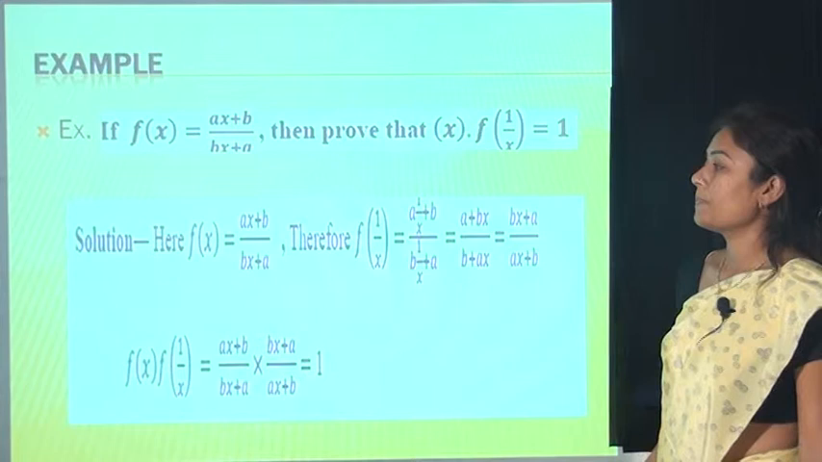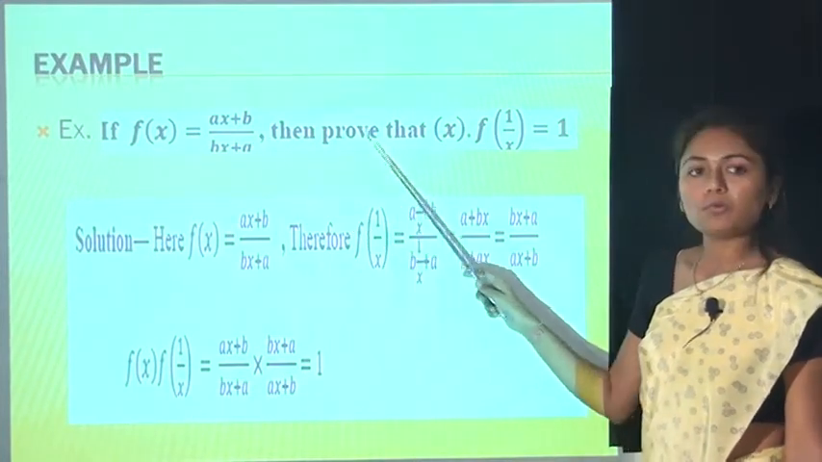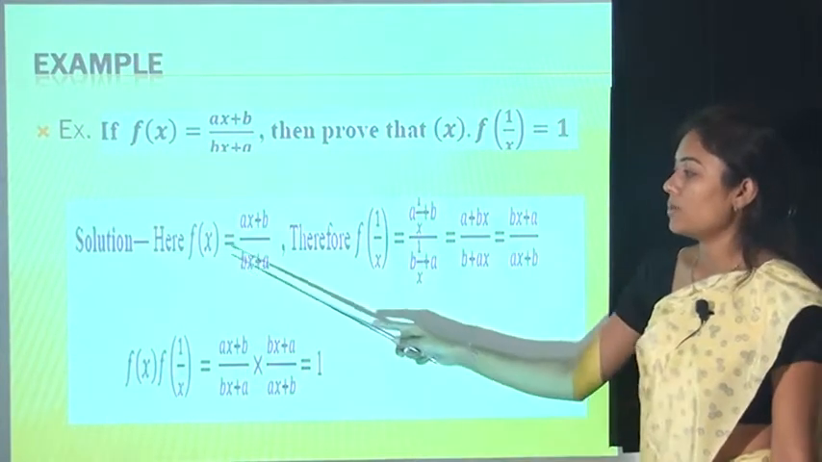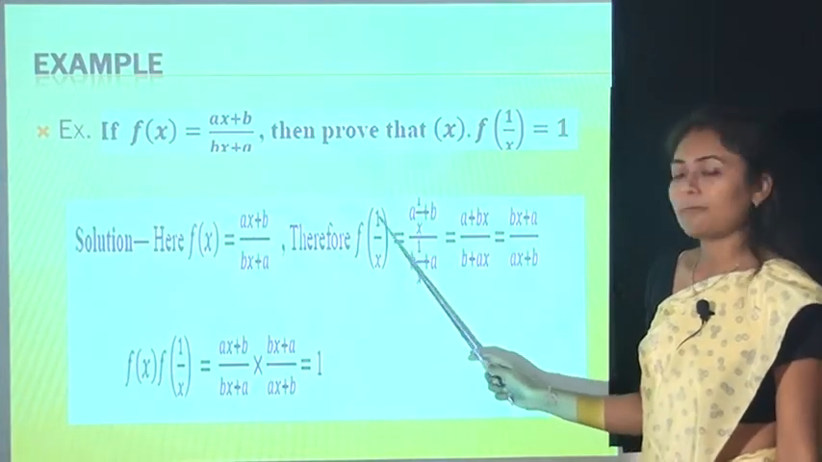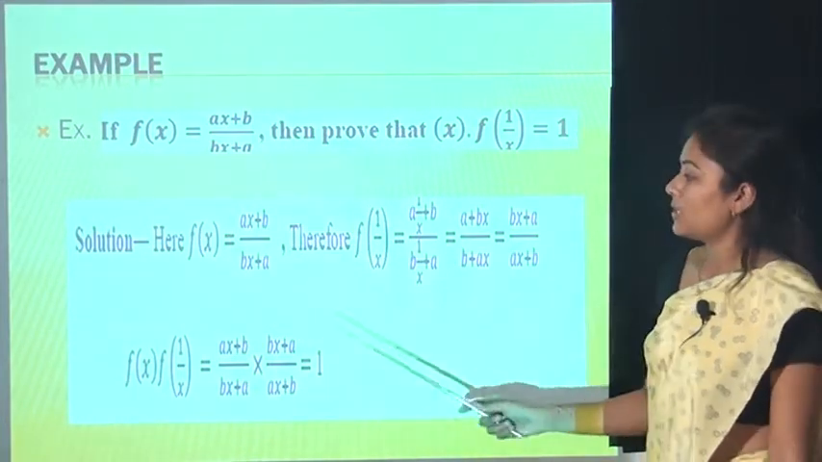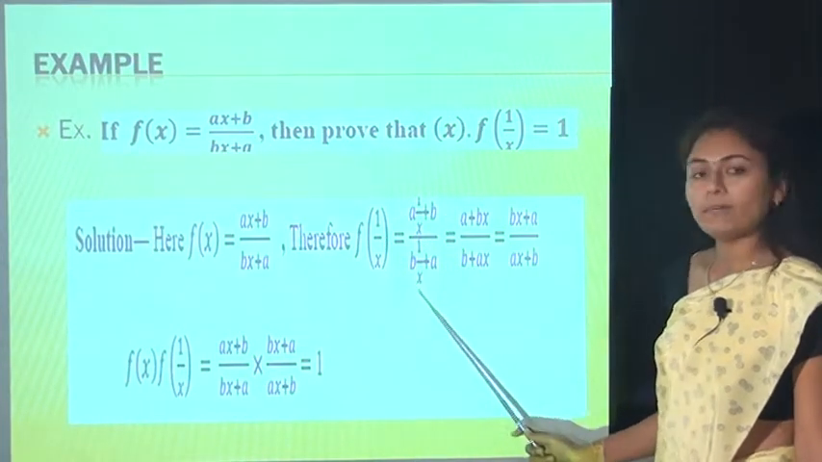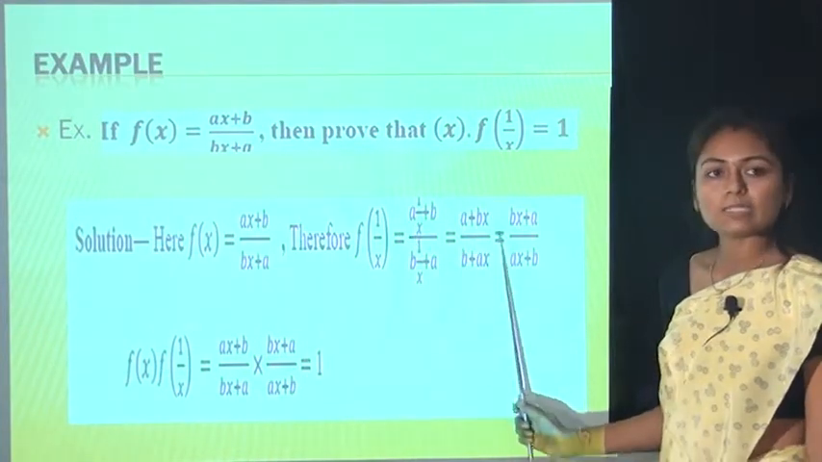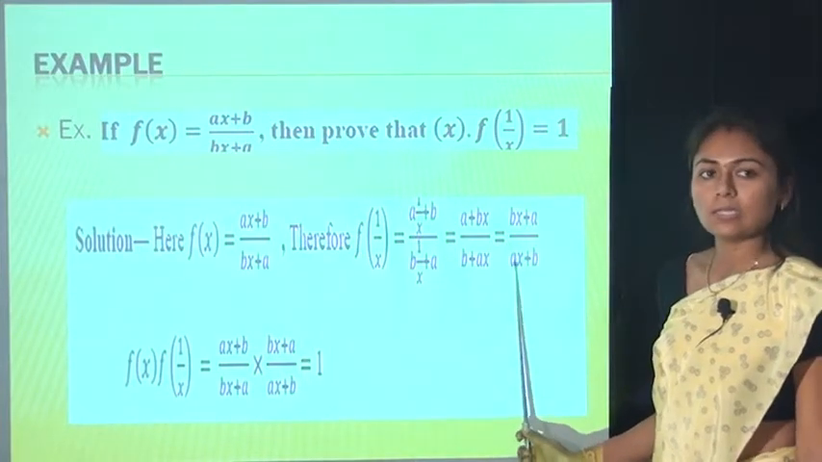Now, second example. If f of x is equal to ax plus b upon bx plus a, then prove that f of x into f of 1 by x equals 1. Here you are given f of x equal to ax plus b upon bx plus a. Therefore, f of 1 by x becomes, replacing x by 1 by x in f of x, a into 1 by x plus b upon b into 1 by x plus a. By taking LCM, it becomes a plus bx upon b plus ax, which is equal to bx plus a upon ax plus b.